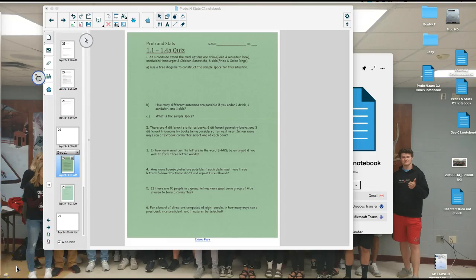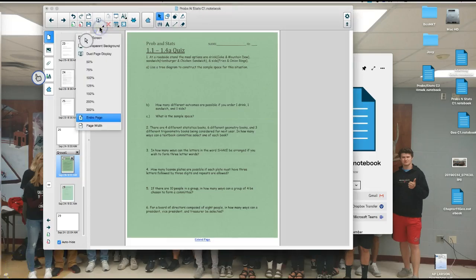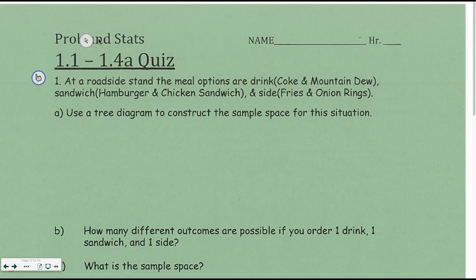Hello guys in stats. This is a little review on the first half of the chapter to help you prepare for your test. So I'm going to go nice and slow, and I want you to write the extra stuff down on here as well because I think it might help you.